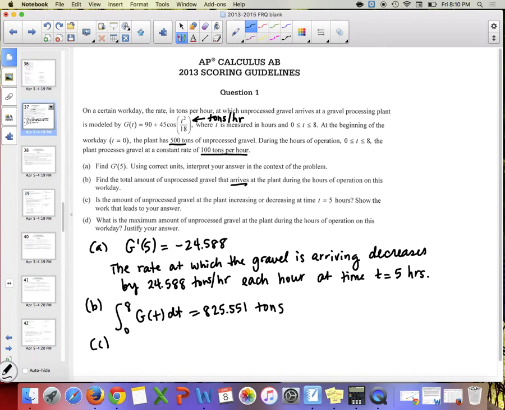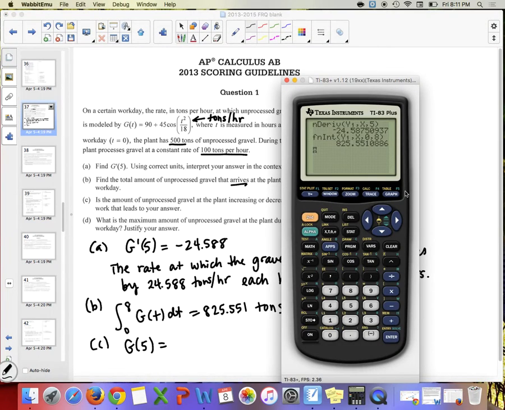All right, part C. Is the amount of unprocessed gravel at the plant increasing or decreasing at t equals 5 hours? Show the work that leads to your answer. If I'm trying to figure out if the amount is increasing or decreasing, I need to compare the amount coming in to the amount going out. I know that there's 100 tons per hour leaving, but I want to know how much is coming in at t equals 5. So I'm going to find g of 5. The easiest way to do that, since it's already in as y1, is to go to your table and just plug in 5. I usually make it so I have my table set so that I can ask.